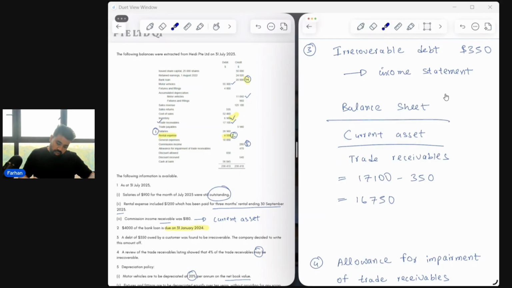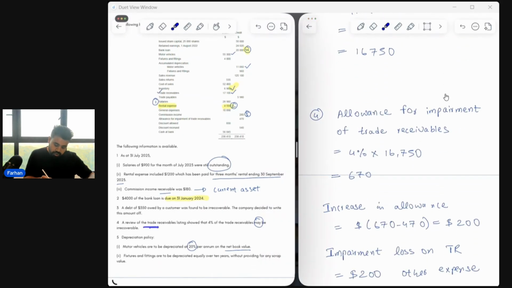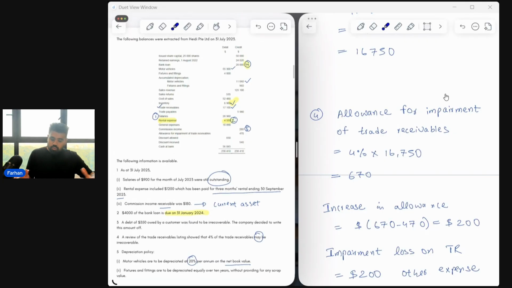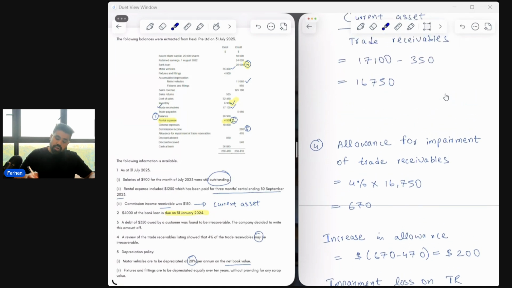Okay, now let's move to the next additional information. Our review of the trade receivables listing showed that 4% of the trade receivables may be irrecoverable. Okay, so what do we have here? Previously we calculated the gross amount of trade receivables after removing the amount which has been confirmed that we cannot collect. And that leaves us with $16,750 of trade receivables.